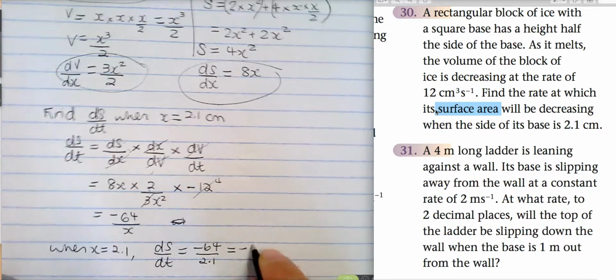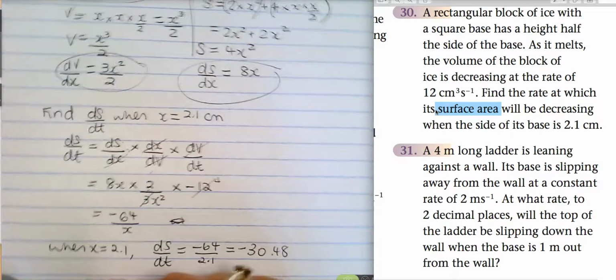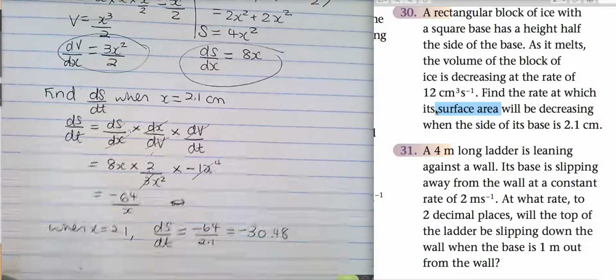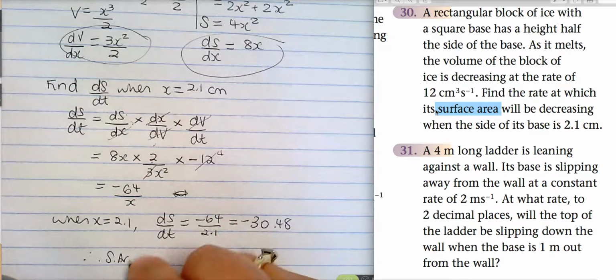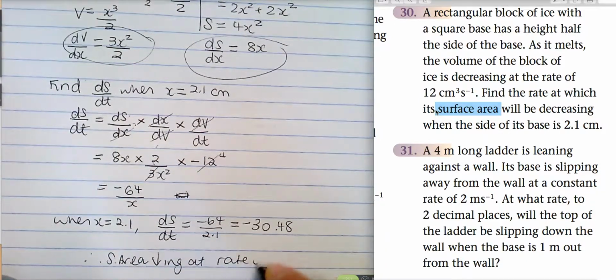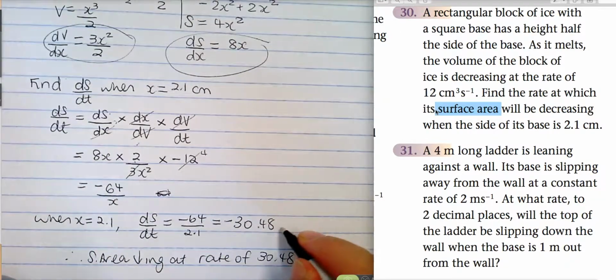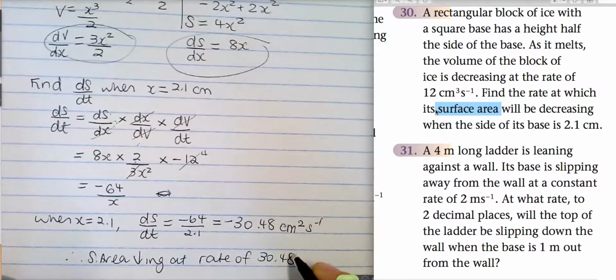Negative 30.48. So therefore, you write a conclusion. Surface area is decreasing at a rate of 30.48. What would the units be? Because it's area, centimetres squared per second.